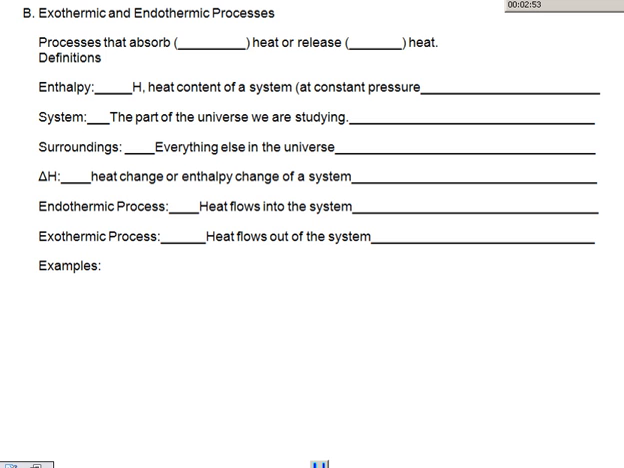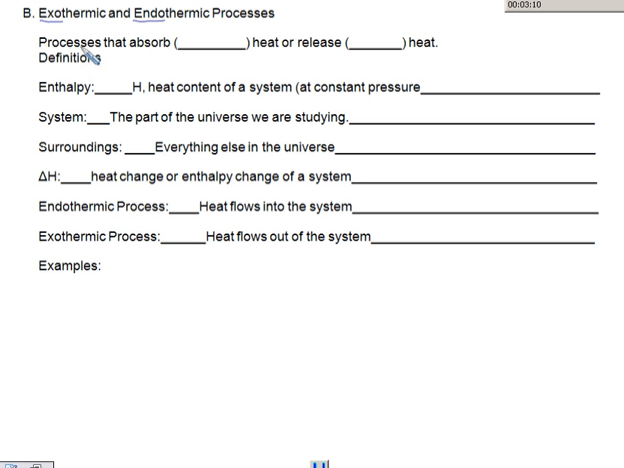Let's take a look at some more definitions. We're going to look at exothermic versus endothermic processes. And I want you to take a look at these two prefixes here. We have exo and we have endo. Exo, if you think of it, if you have an exit, if you have an exoskeleton, you have something that is going out.